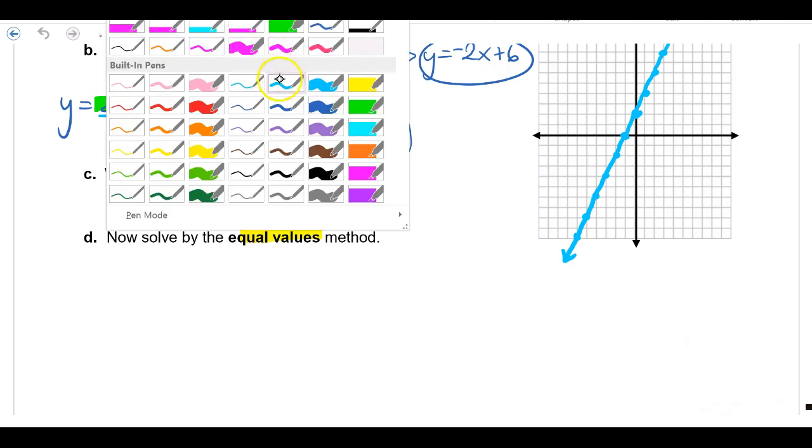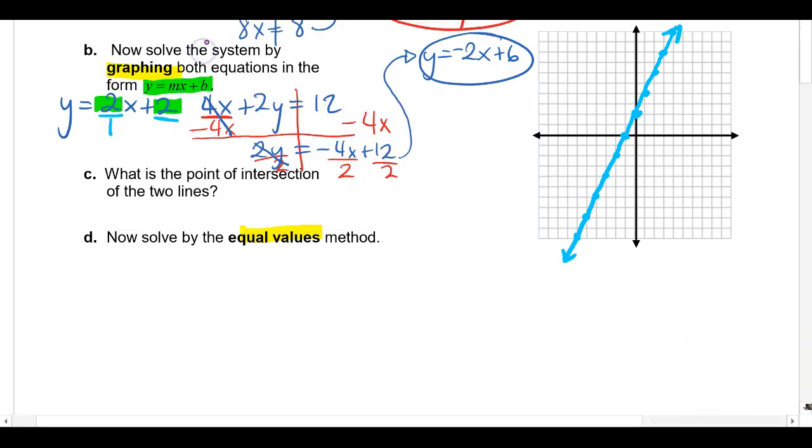And now that we converted the other equation into slope-intercept form, now we can actually graph it. So now, for this negative 2x plus 6, our starting point is 6. So let's go up to 6.